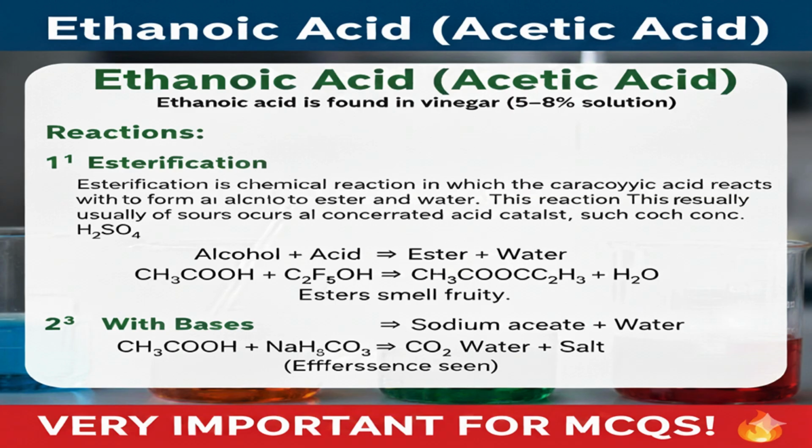Number 11. Ethanoic acid, acetic acid. Ethanoic acid is found in vinegar, a 5 to 8% solution. Reactions. Number 1. Esterification. Esterification is the chemical reaction in which a carboxylic acid reacts with an alcohol to form an ester and water. This reaction usually occurs in the presence of a concentrated acid catalyst such as concentrated H2SO4. Alcohol plus acid gives ester plus water.